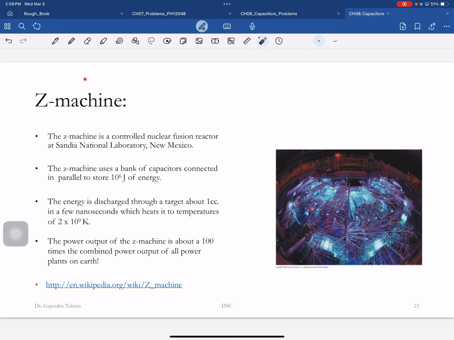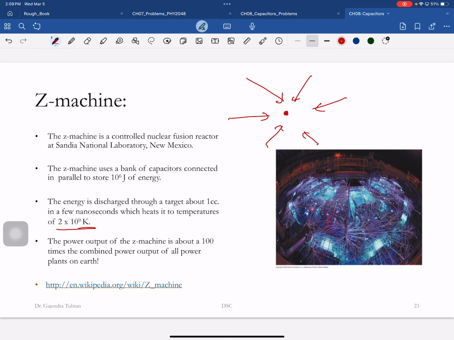All right, so this is a big boy toy. The Z machine is a controlled nuclear fusion reactor at Sandia National Lab, New Mexico. The idea is the following: you take a small pellet of tritium and stuff like that. You shoot it simultaneously with a whole bunch of lasers, dump a whole bunch of energy and heat it up.